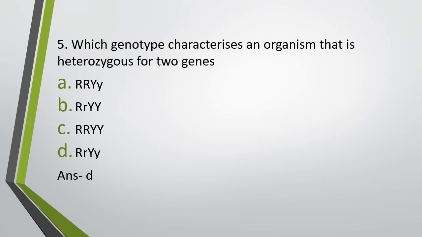In option A, capital R, that's a homozygous gene. In option B, capital Y, that's again a homozygous gene. In option C, both are homozygous. In option D, both the genes are heterozygous. So the correct answer is option D.